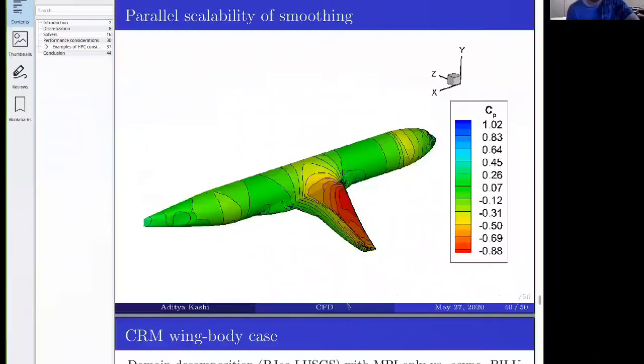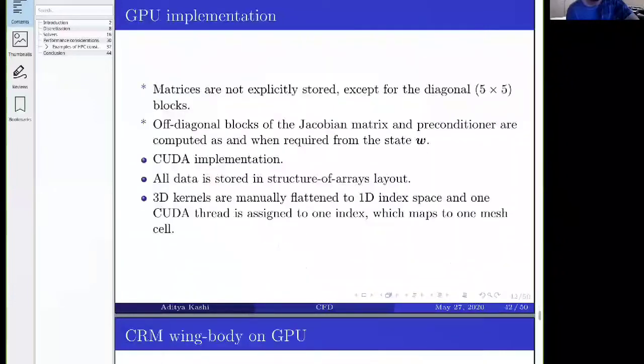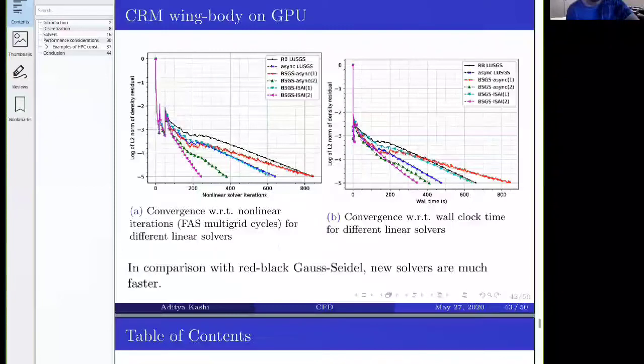Again, I don't really have time to go through this, but that's kind of evidence of what I've been saying. And this is a larger case where there's a wing and a body, and this is what I'd shown in the first slide. This is a slightly more complex geometry, and it has more flow features. Again, this is a transonic case with a shock that forms midway through the wing. Here I'm comparing the domain decomposition with a solver that my group and I developed, which is more suited to GPUs and multi-core processors. There are some interesting things about what to do on GPUs, but again, I don't really have time to go through them right now.